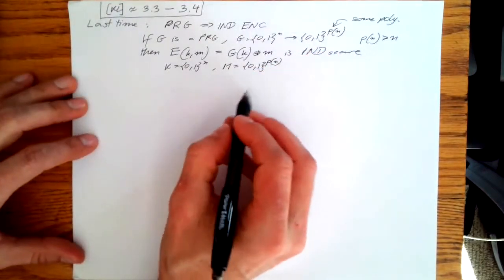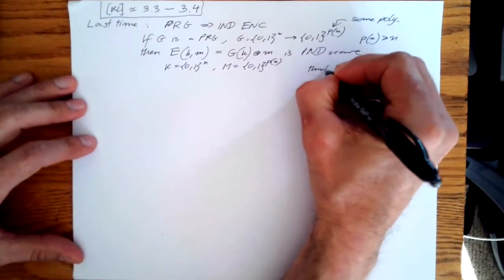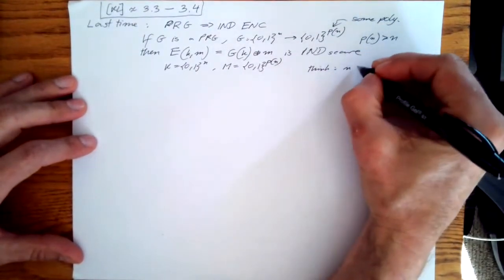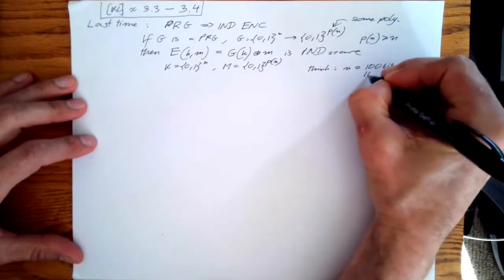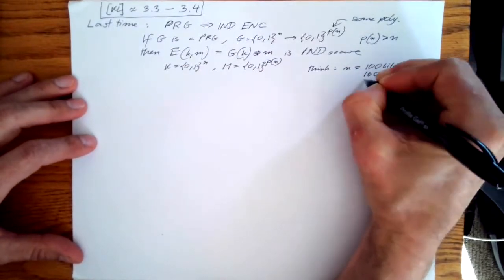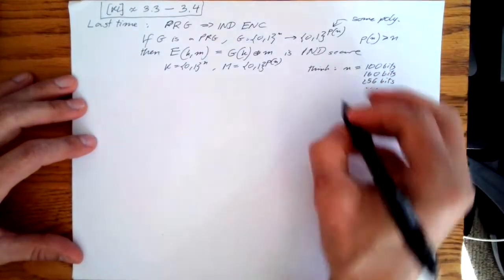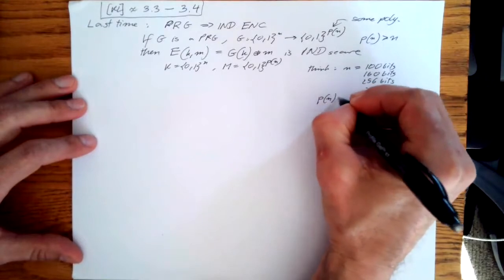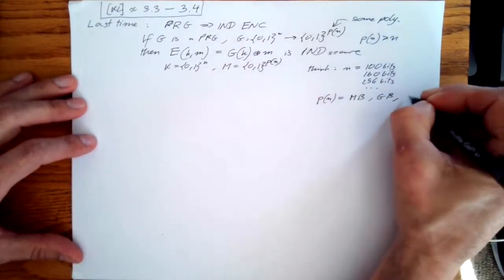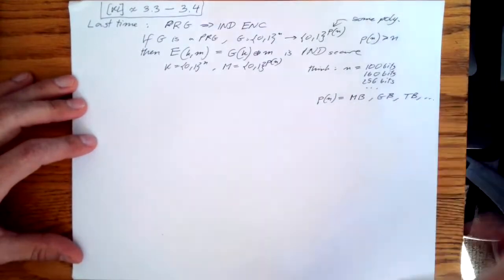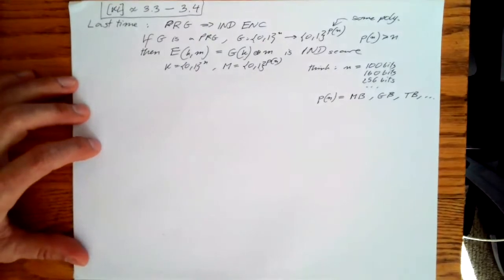So, the understanding is that n can be 100 bits, 160 bits, 256 bits, something of that nature. And p of n is megabyte, gigabyte, terabyte, okay?